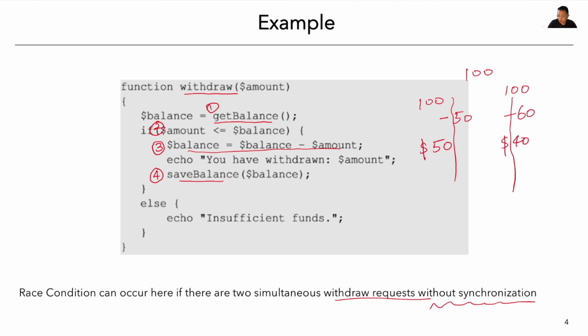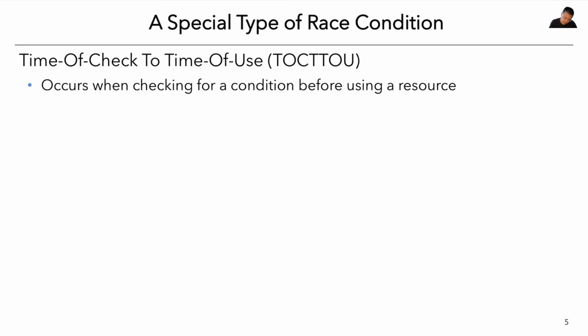Depending on which process is executed last, the eventual balance will be either $40 or $50, which is a wrong result, right? The real balance should be negative $10. It shouldn't even be allowed to withdraw the money if we have proper synchronization.